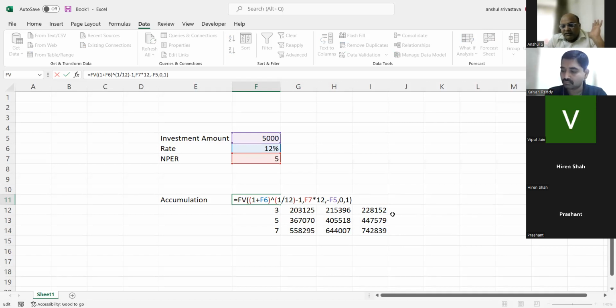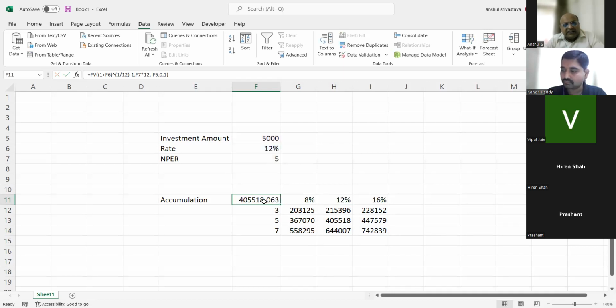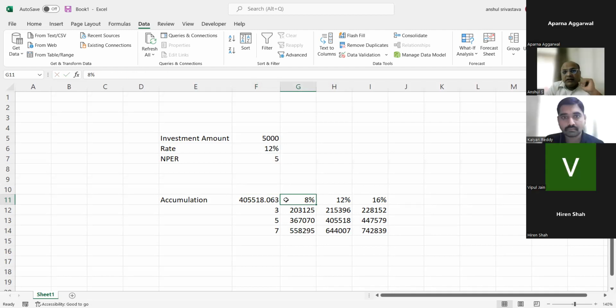So this is what data table is. Data table could be very useful if you are giving an outlook to a client that this might be your returns. And now the client says, no, I do not want to say 9%. What if the return is 9%?